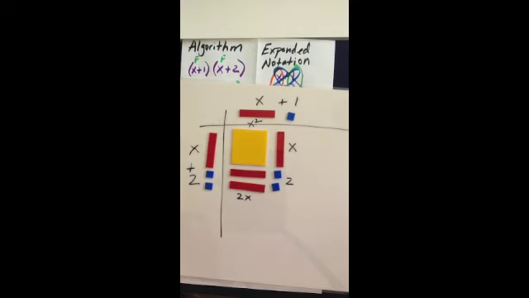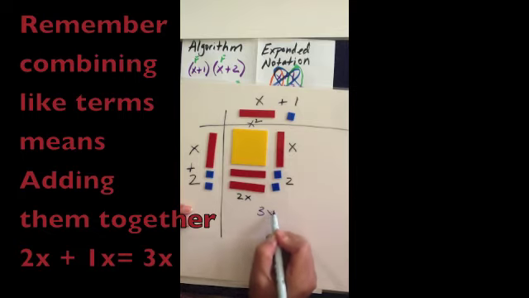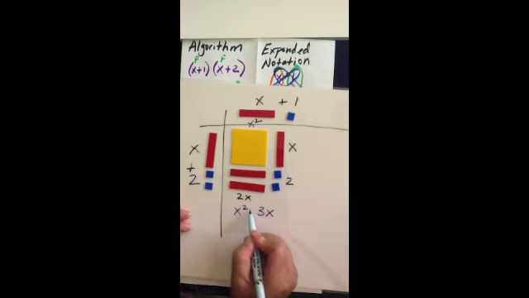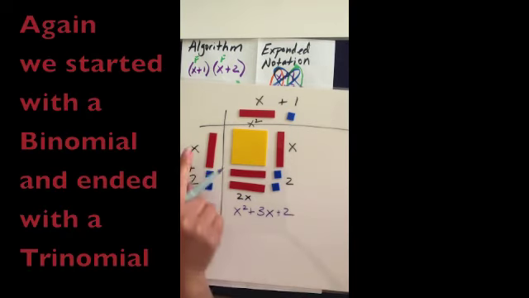I'm going to combine the 2x's and the x. That'll bring 3x here. I'm going to bring down the x squared and then the unit 2. Again, we've rewritten a binomial times a binomial and it all became a trinomial as my final answer.